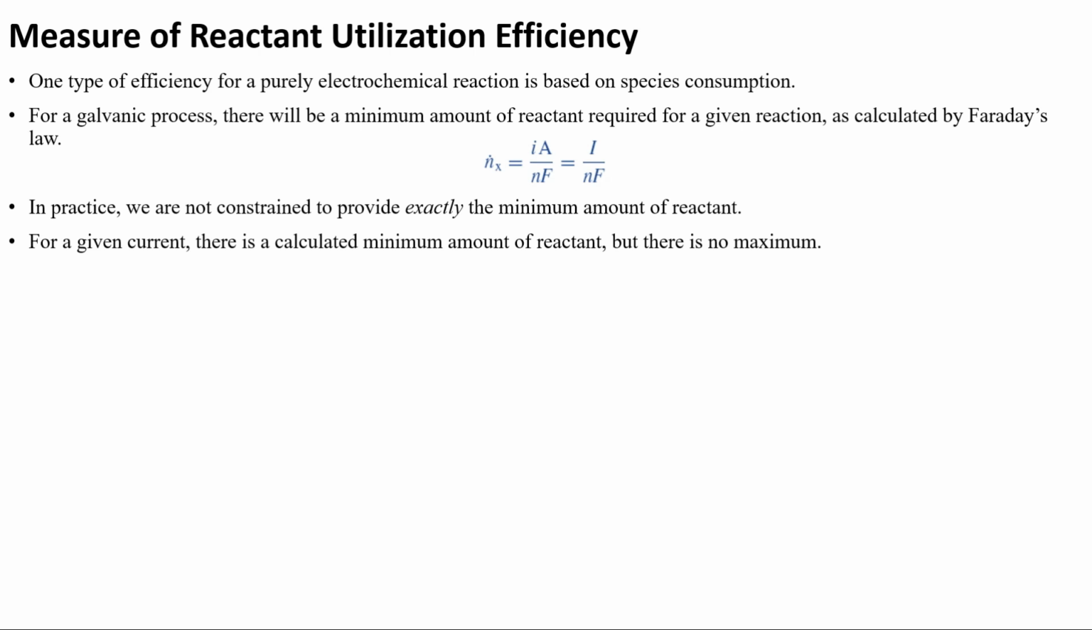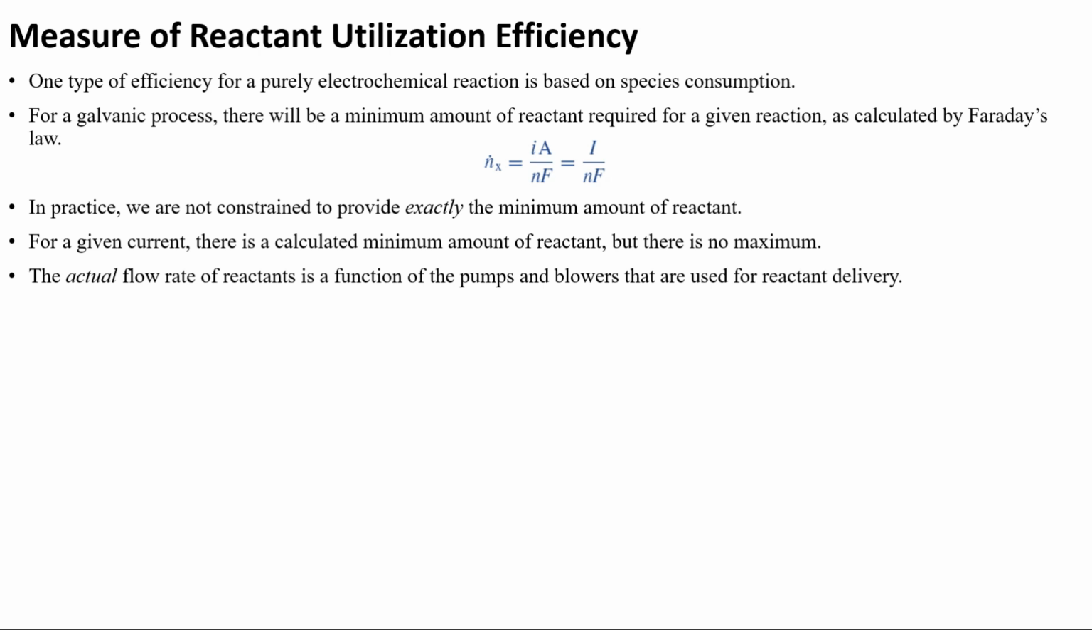For a given current, there is a calculated minimum amount of reactant, but there is no maximum limit. For any current, we can calculate the minimum amount of reactant required from Faraday's law, whose equation is written on your screen, but there is no maximum requirement. We can supply a huge amount of reactant. The minimum amount of reactant is given by Faraday's law.